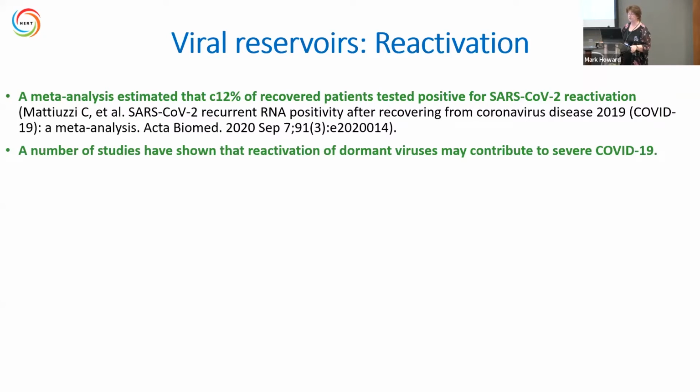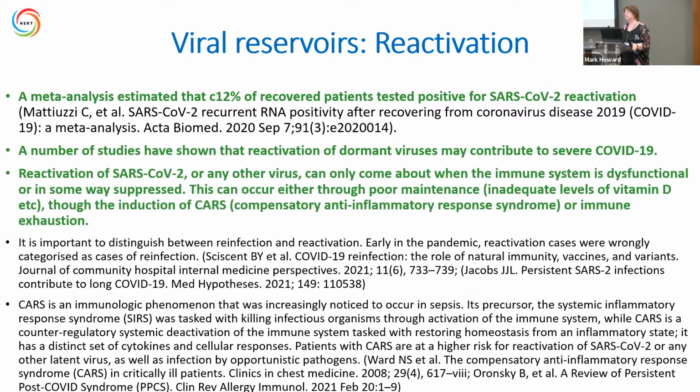So a number of studies have shown that reactivation of dormant viruses may contribute to severe COVID-19. And reactivation of SARS-CoV-2, or indeed any other virus, can only come about when the immune system is dysfunctional or suppressed. So this can occur either through poor maintenance, so inadequate levels of vitamin D, for example, but many other micronutrients, or through the induction of CARs. Do you remember we talked about CARs earlier, compensatory anti-inflammatory response syndrome? And do you remember I said there had to be a balance between SIRS and CARs? Sorry, I'm talking about syndromes again. I really shouldn't be. Promised I wouldn't. Never mind. But if you get that balance wrong and the immune system is suppressed by too much CARs relative to SIRS, then you've got a problem. And then, of course, there is immune exhaustion as well.